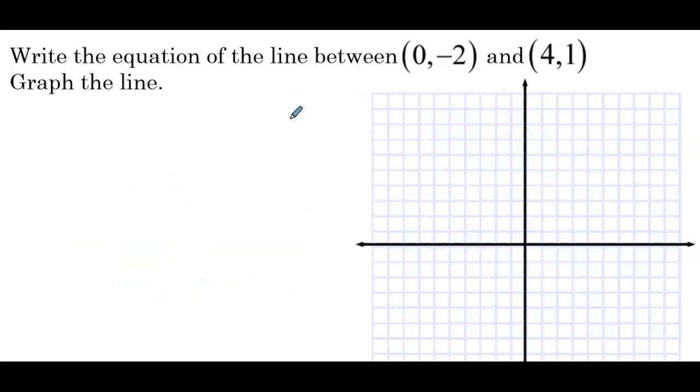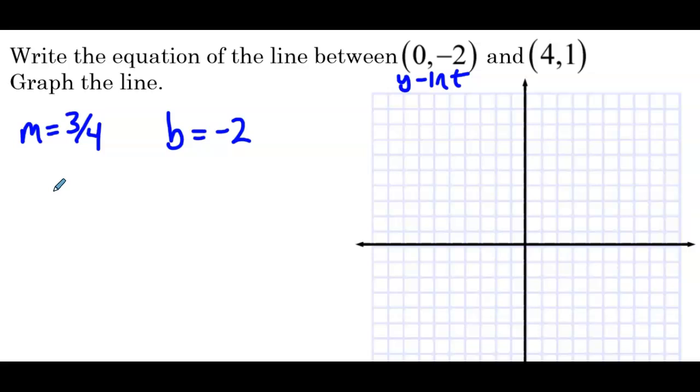Now write the equation of the line between those same 2 points. So right away, I'll just write down the fact that we found the slope to be 3 over 4, and then we're asked to graph the line. The nice thing here is this is the y-intercept, which tells us that our b value in y equals mx plus b is going to be -2. So the equation of this line is y equals 3/4 x minus 2.